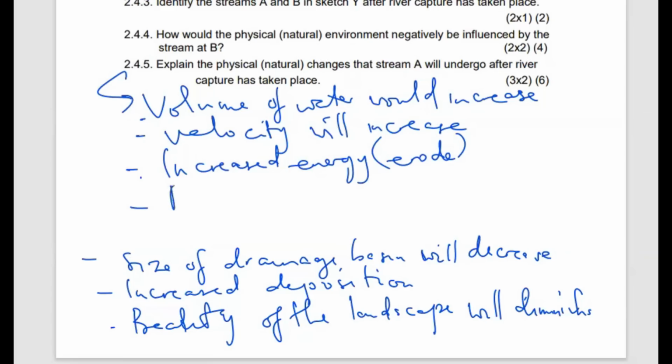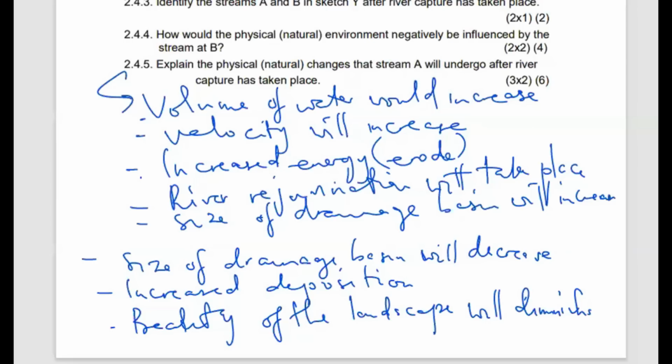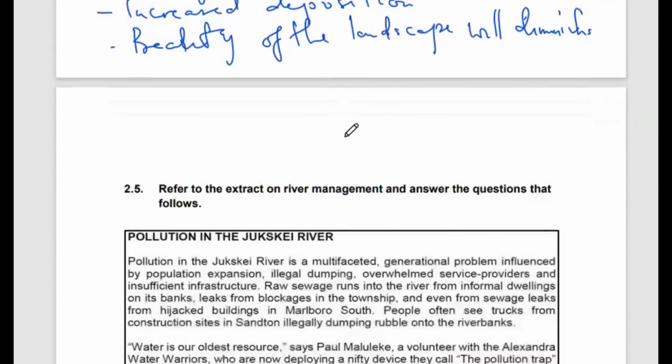And also, the river will rejuvenate. River rejuvenation will take place. And the size of the drainage basin will increase. Right, those are some of the changes that are going to happen in that river because of the changes that would have happened with stream piracy. Those are some of the physical changes that we can find in the captured stream.